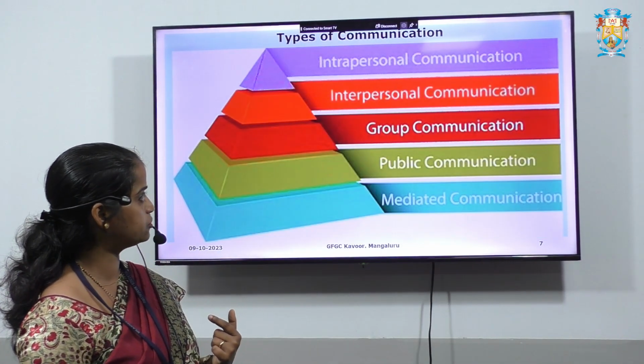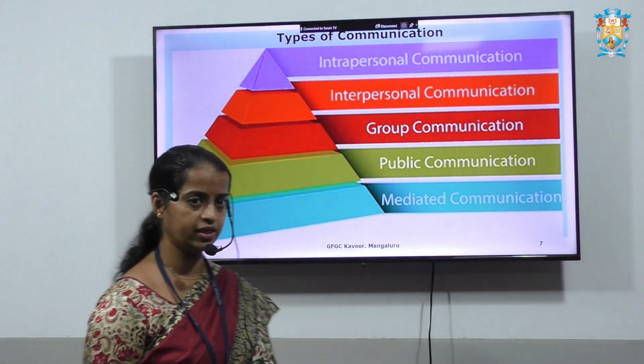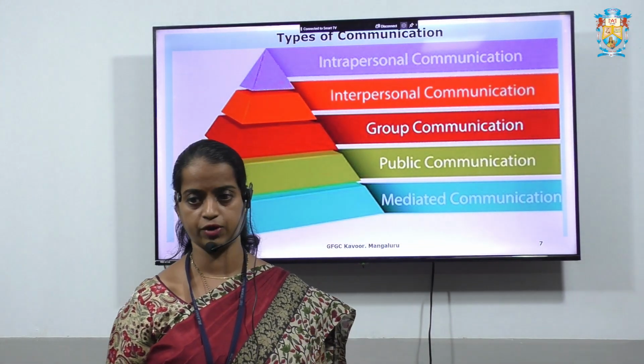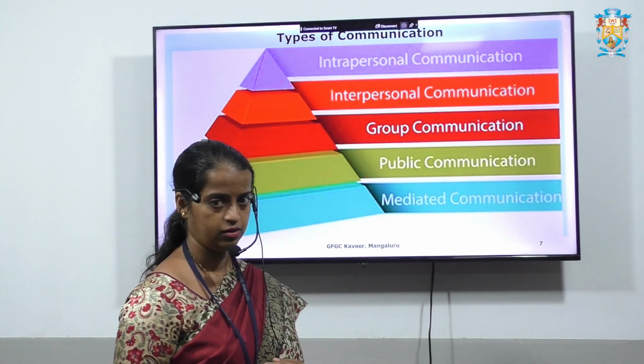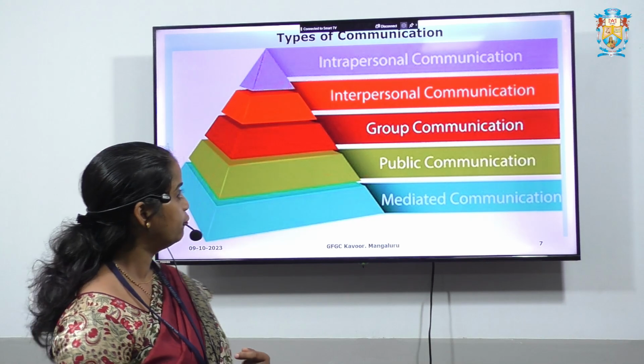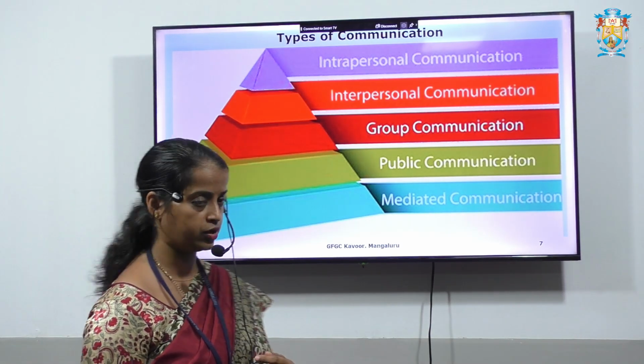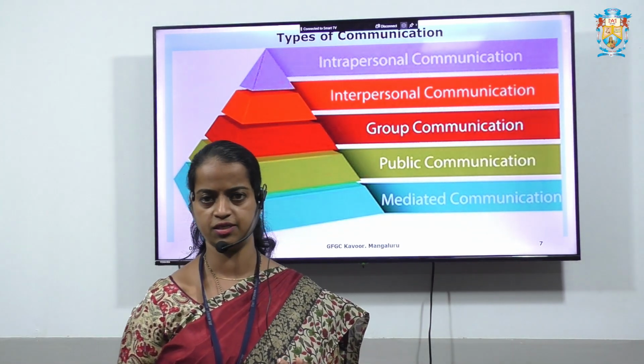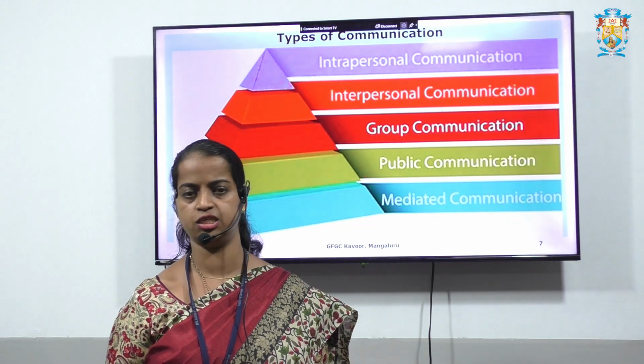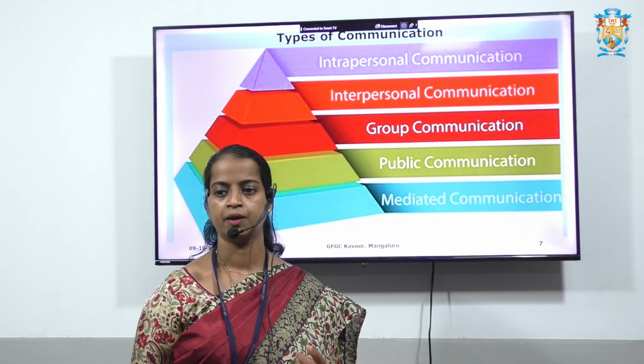Next we have types of communication. Other than these, there are some other ways of communication. Now let us see the given types of communication. First one is intrapersonal communication. Second one is interpersonal. Third one is group communication. Fourth one is public, and fifth one is mediated.